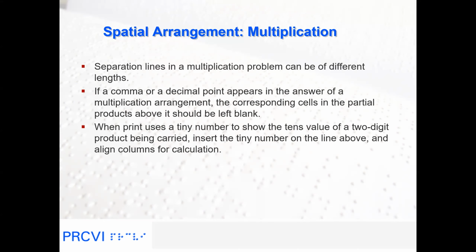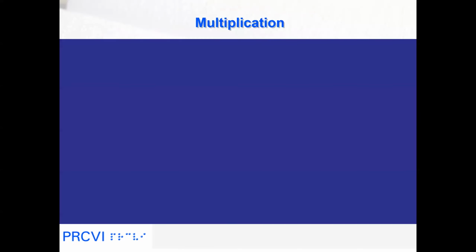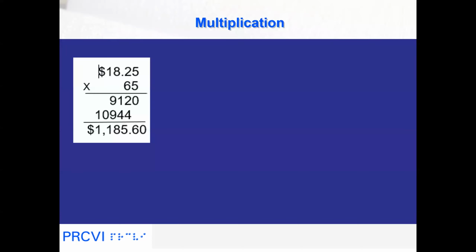When print uses a tiny number to show the tens value of a two-digit product being carried, insert the tiny number on the line above and align columns for calculation. Align the numbers in the product as done in addition.